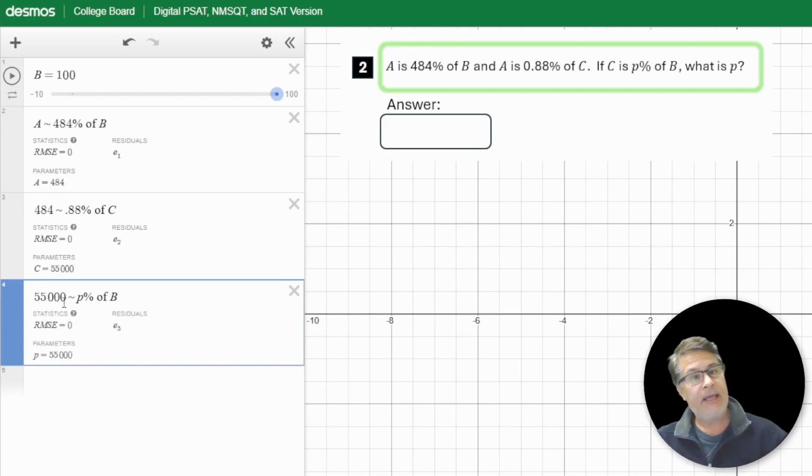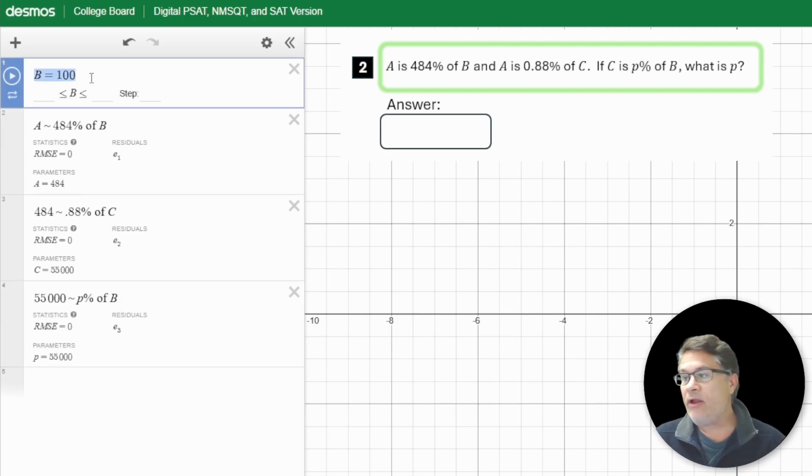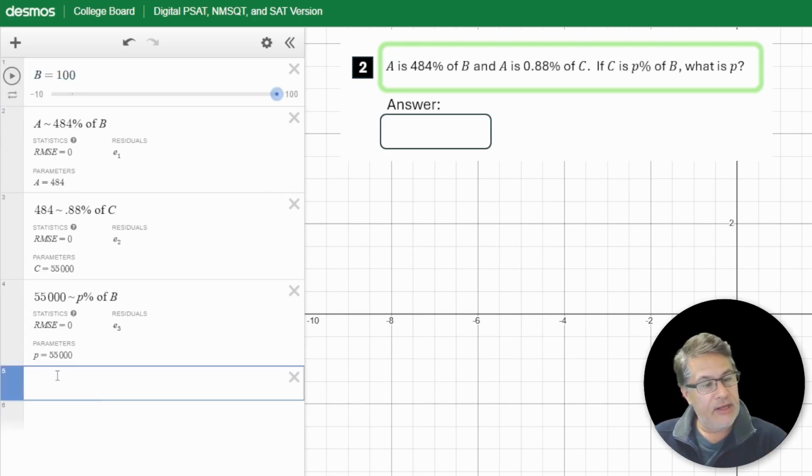You can type it. Why? Because B is up here. It's equal to 100. That's locked in. That wasn't done through a regression. And look at that, guys. Your answer is 55,000. How cool is that?